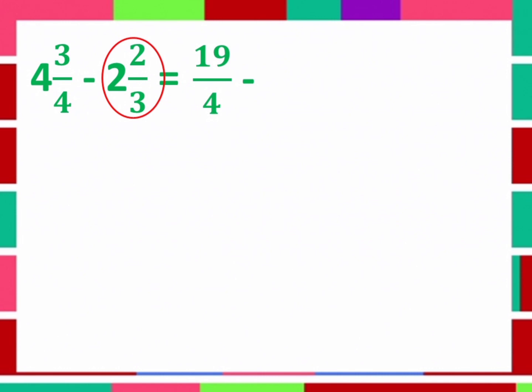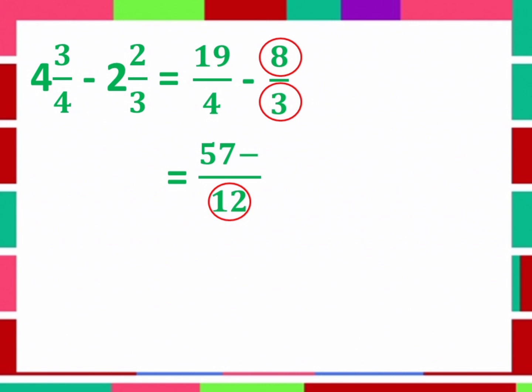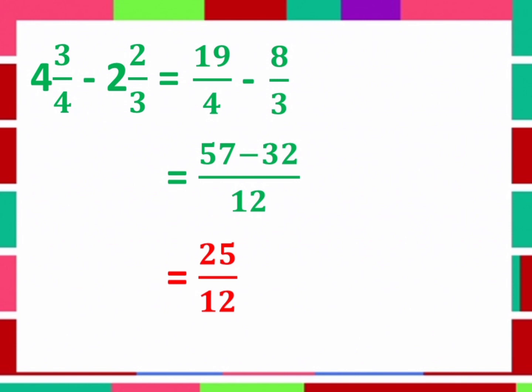Then, make 2 and 2 over 3 an improper fraction. So, it will become 8 over 3 because 3 times 2 is equal to 6 plus 2 is equal to 8. Then, copy the denominator which is 3. That's why it becomes 8 over 3. Now, get the LCD. And the LCD is 12. So, 12 divided by 4 is equal to 3 times 19 is equal to 57 minus 12 divided by 3 is equal to 4 times 8 is equal to 32. Then simplify. 57 minus 32 over 12 is equal to 25 over 12 or 2 and 1 over 12.